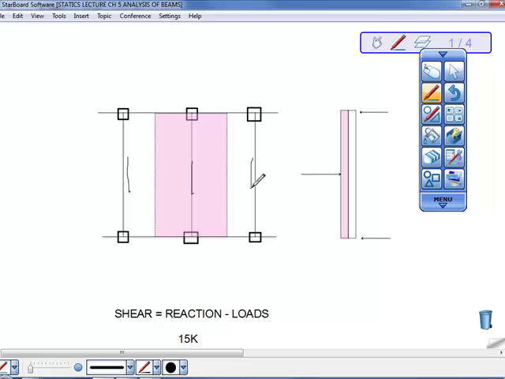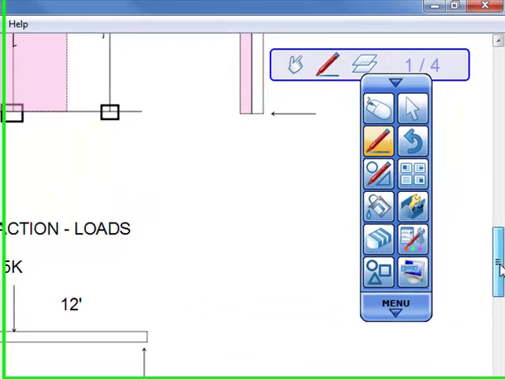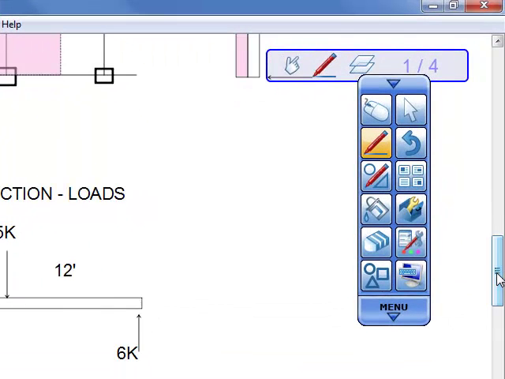The magnitude of the vertical shear at any section of a beam is equal to the algebraic sum of all the vertical forces on one side of the beam. So that was repeated several times in the book. The magnitude of the vertical shear at any section of a beam is equal to the algebraic sum of all the vertical forces on one side of the section. So basically it's shear equals reaction minus loads.